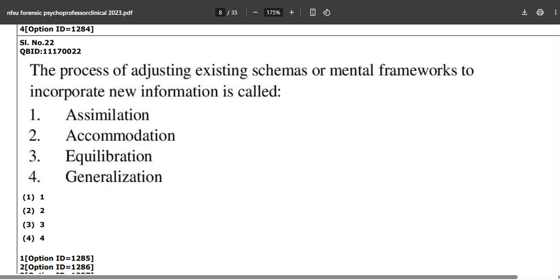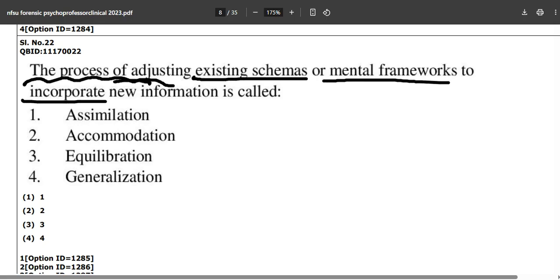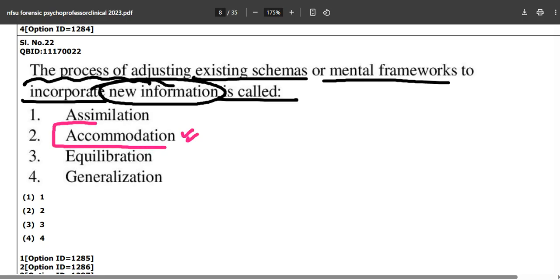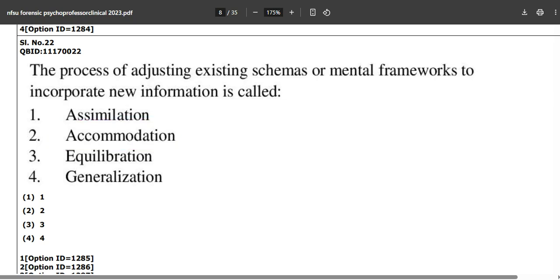The same thing is going to happen over here, but the concept is changed a little bit. The process of adjusting existing schemas or mental frameworks to incorporate new information is called accommodation. Now I hope you know the meaning of accommodation. Pretty obviously you would have booked your accommodation likewise. To read more about this in great detail, you can refer to the C book, N book or whatever general psychology book you have.